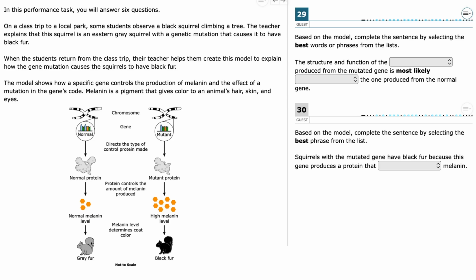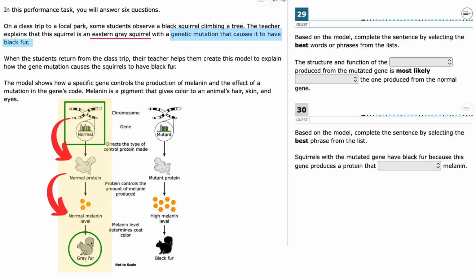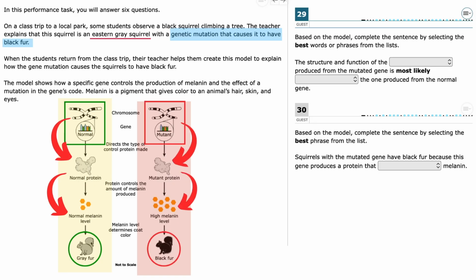In this problem, students learn about a black squirrel that looks different from the typical gray squirrel. The teacher explains that the black fur is caused by a mutation in a gene that affects fur color. The model shows how a normal gene leads to gray fur by producing a protein that results in a normal melanin level, while the mutated gene makes a different protein that causes higher melanin levels and results in black fur. What's important to know is, genes carry instructions for making proteins. Mutations can change the protein, which affects how much melanin, pigment, is produced. More melanin equals darker fur.